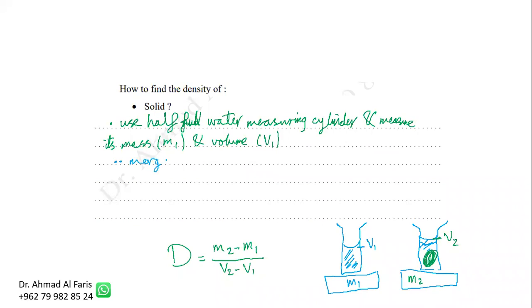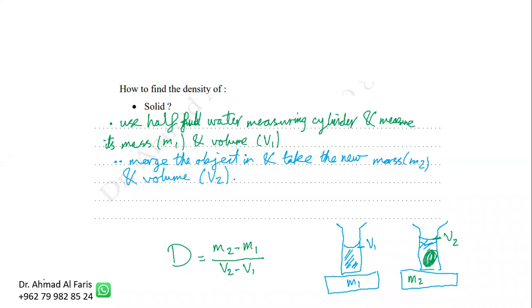merge the object in and take the new mass, M2, and volume, V2. Third step, use the formula, which is density equals mass over volume, or difference in mass over difference in volume.